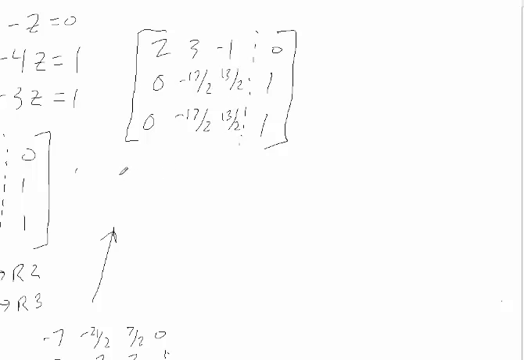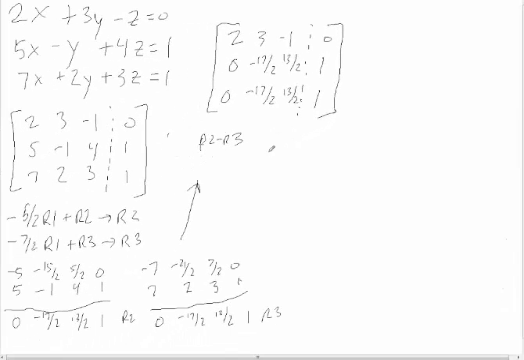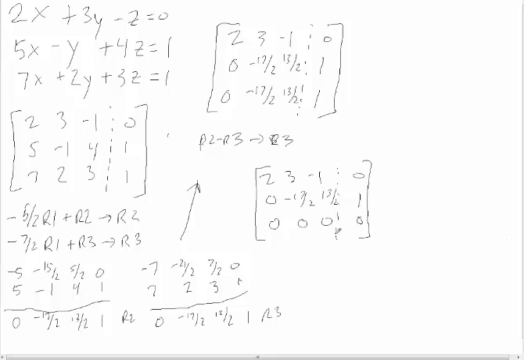So we can take, let's say, subtract row 2 from row 3 and have that as our new row 3. And what we get is first row unchanged, second row unchanged, third row becomes all zeros.